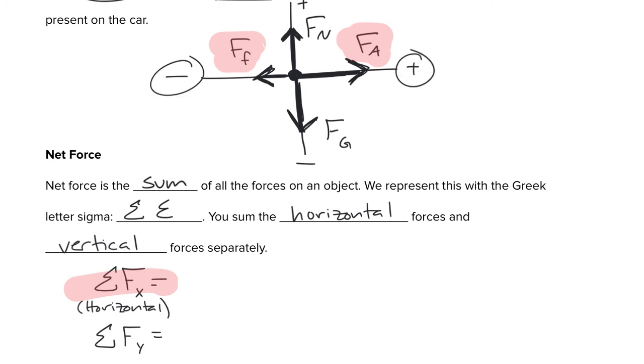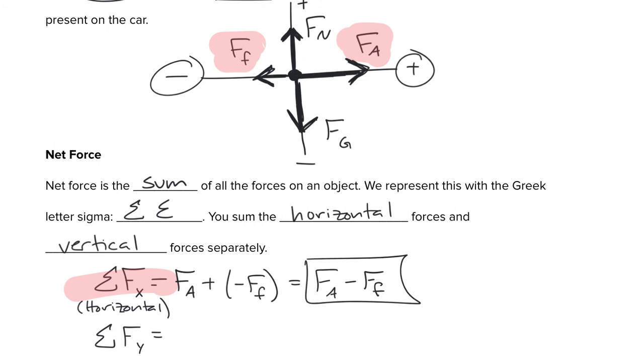In the x direction, the one that we have that's positive is the FA. To that we have to add the FF, but the FF is going in the negative direction, so it's plus negative force of friction, like so. Sum of forces in the x direction equals FA plus negative FF, which really boils down to FA minus FF. So that would be what you would get for your sum of forces in the x direction for this particular one.